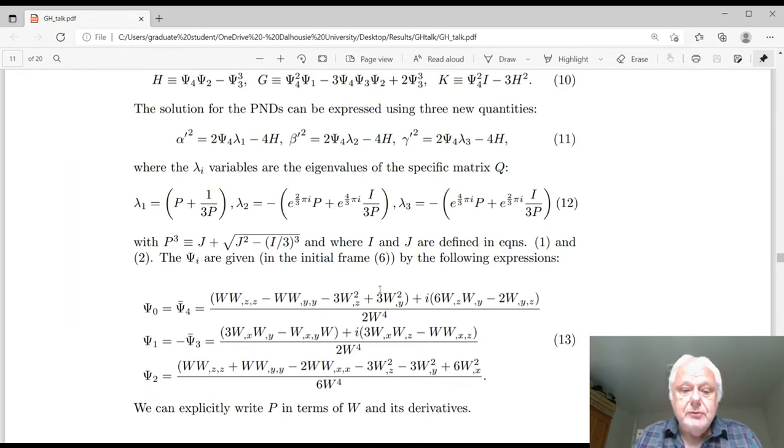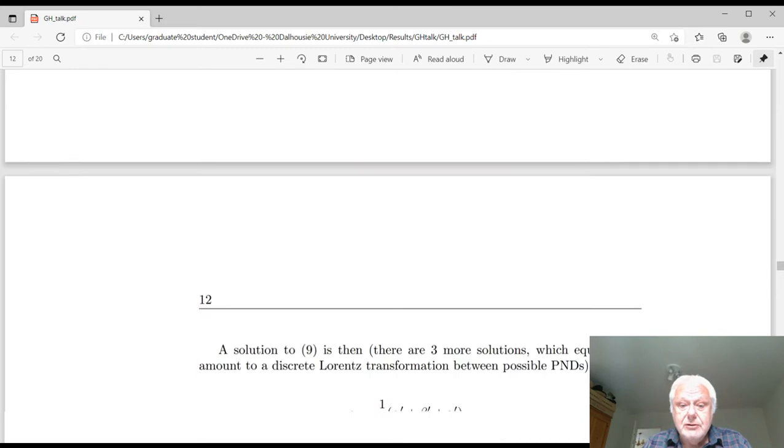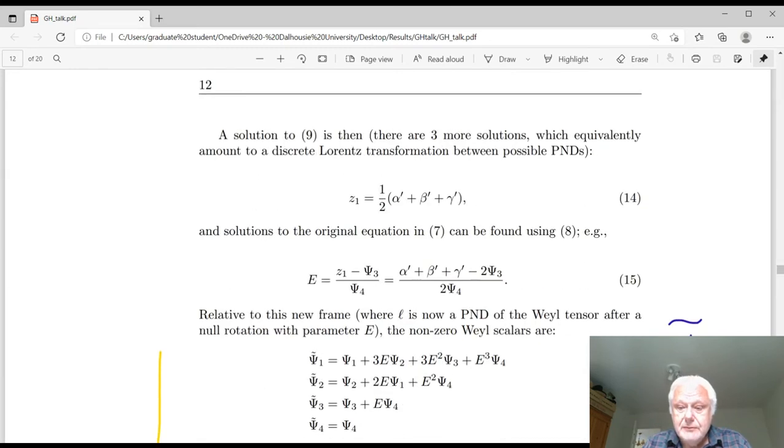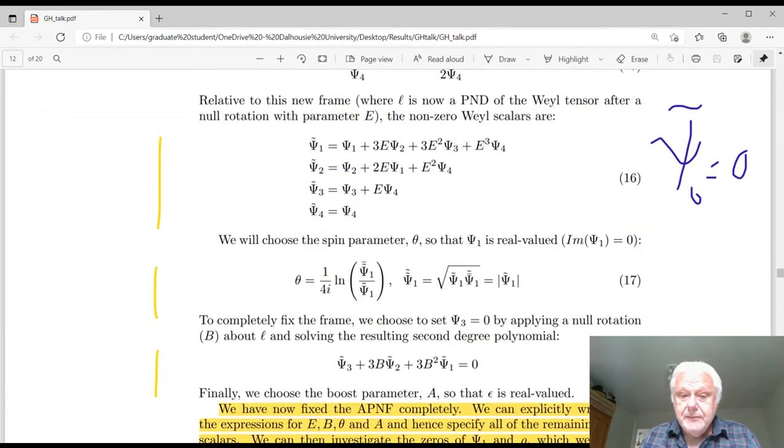So in the new frame, we would actually boost the frame and calculate the Weyl spinor components in the new frame in terms of these components here and the solution for E. So in this new frame, psi 0 would be 0. Here we are. And the remaining quantities would transform according to these rules here.